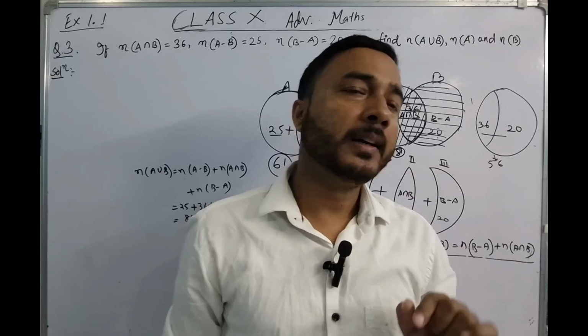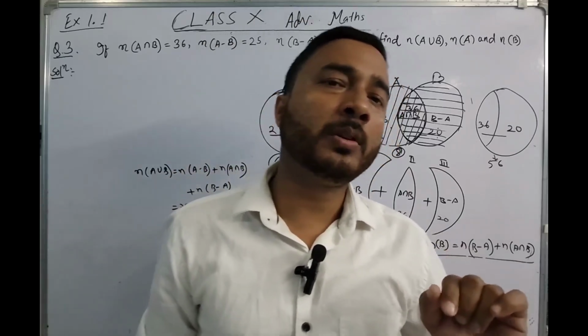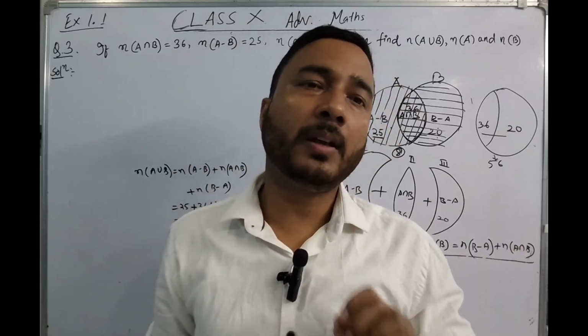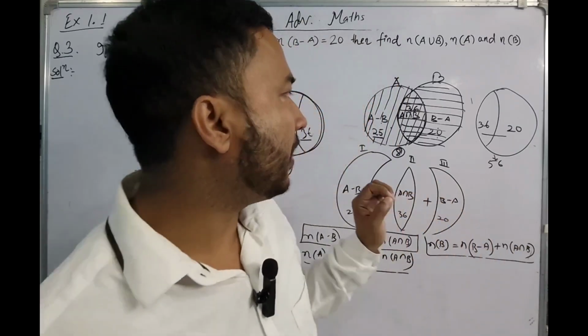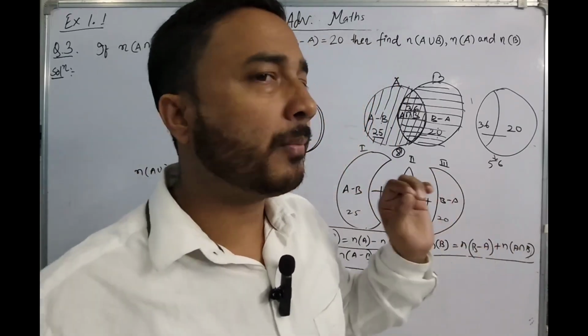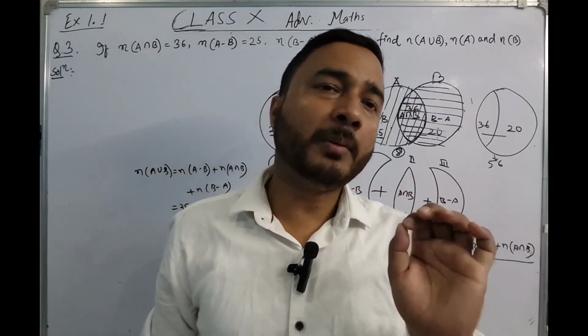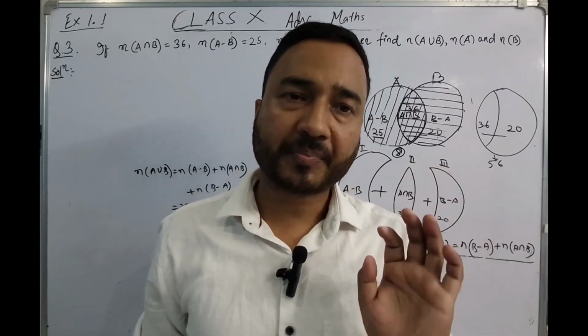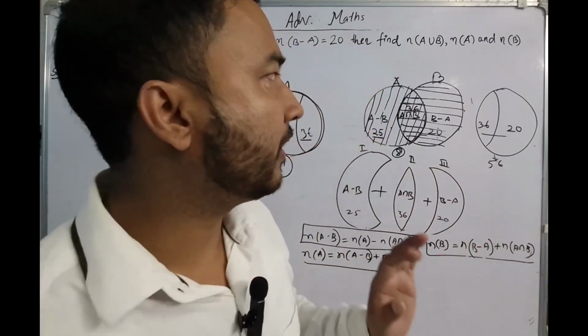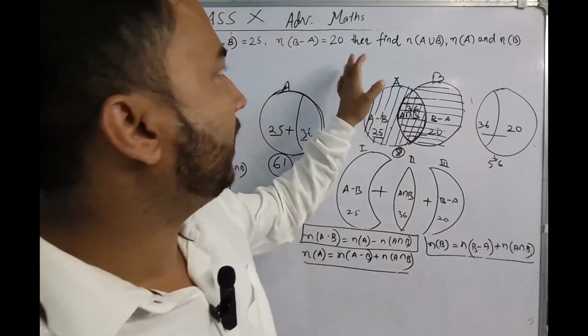The word only will appear in word problems: only A, only B, like that. Then you have to understand that, if you have two sets A and B, only A means A difference B, and only B means B difference A. Am I clear? If these things are clear to you, then we can solve this problem easily.